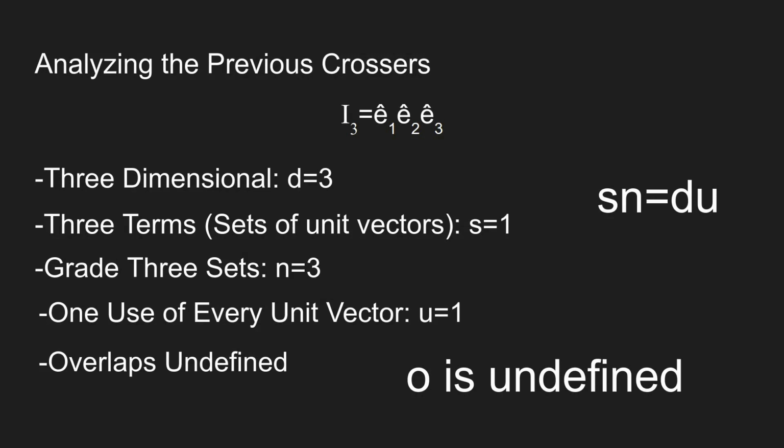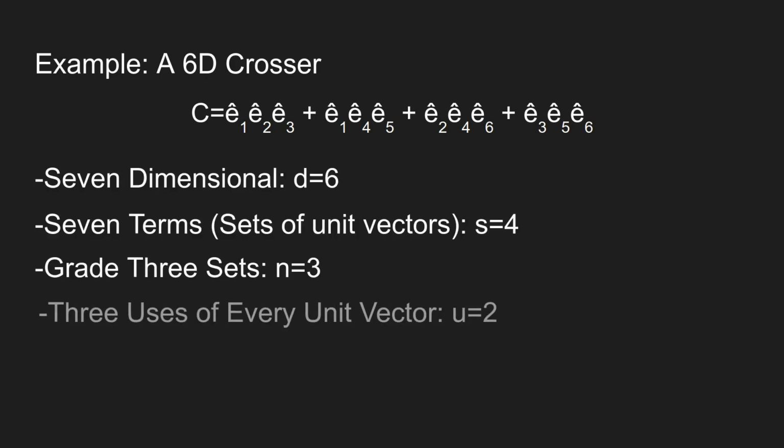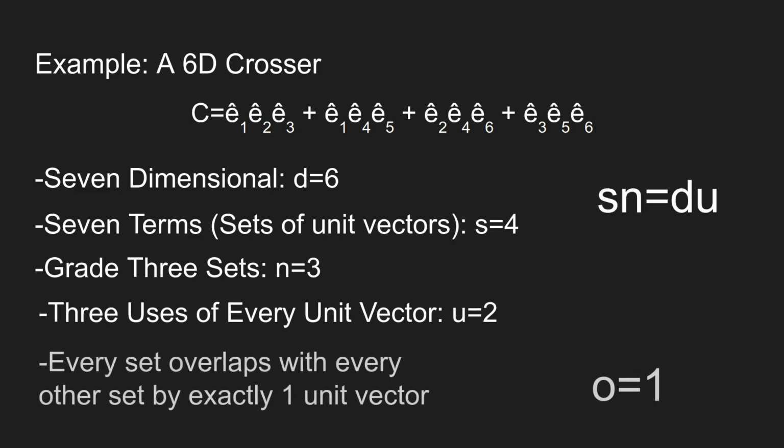Here's another example of a crosser in 6 dimensions this time. E1, E2, E3, plus E1, E4, E5, plus E2, E4, E6, plus E3, E5, E6. d equals 6, s equals 4, n equals 3, u equals 2, and O equals 1. This crosser doesn't fulfill all of the nice properties we might like when used to multiply vectors. For example, there's no term in which E1 and E6 are present, so the product of E1 and E6 using this definition of a 6D cross product is 0.